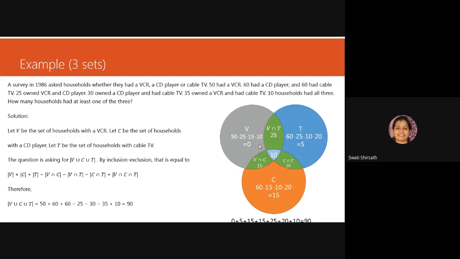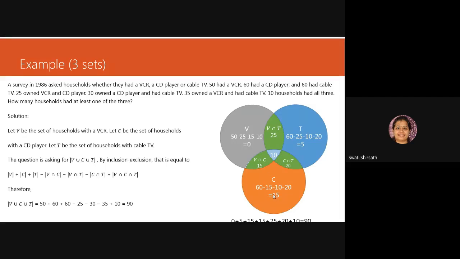After that, we have the task of calculating only V, only T, and only C. Once you have all these three values, it is very easy. From the cardinality of V, we will deduct 25, 10, and 15, and whatever is left is the cardinality of only that set. So 50 minus this gives us 0. T is cable TV, so 60 minus this and this. Remember this portion. It will give us 5. Then C is having cardinality 60. Deduct from 60 the 50, 10, and 20, and it will give us 50.